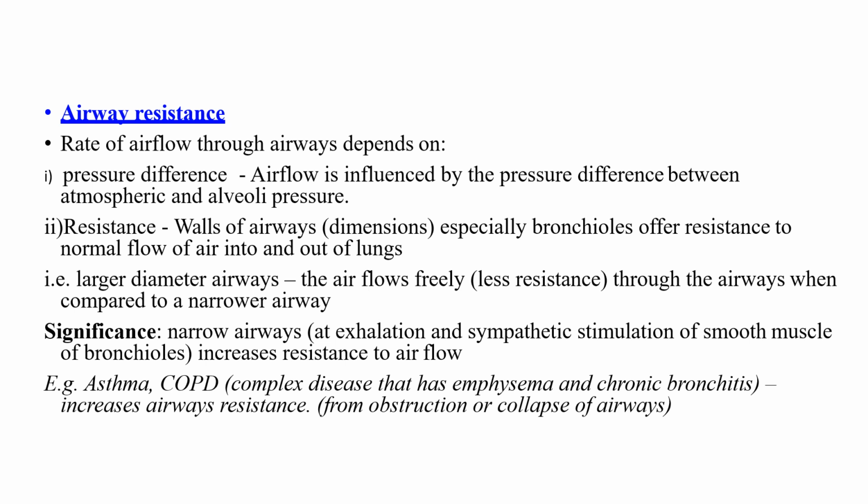The rate of airflow through the airway depends upon pressure difference. Airflow is influenced by the pressure difference between the atmosphere and alveolar pressure, and by resistance. The walls of the airways, especially bronchioles, offer resistance to normal flow of air into and out of lungs. In large diameter airways, the air flows freely compared to the narrower airway. So a narrower airway increases resistance to airflow. Examples, asthma and COPD, which increase the airway resistance.